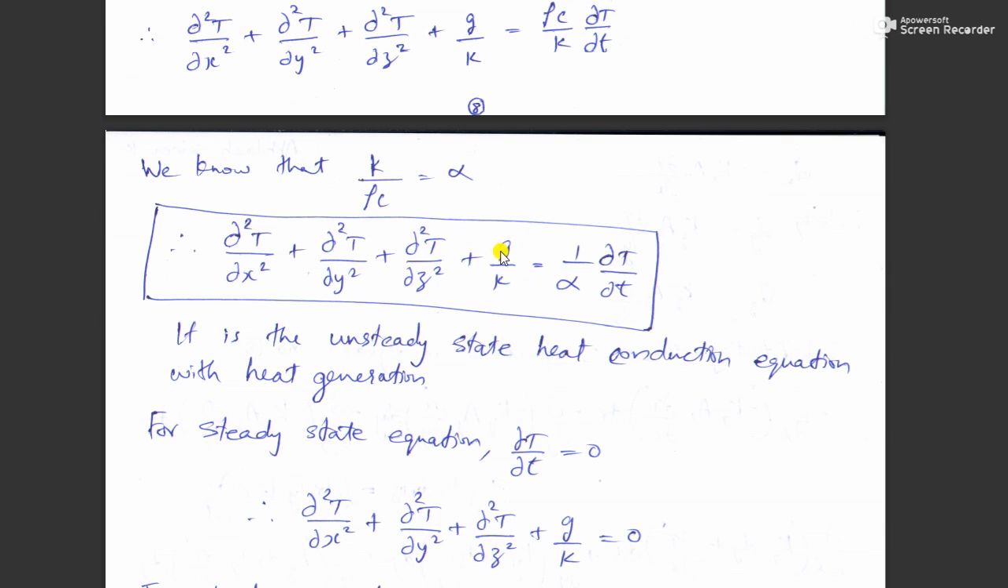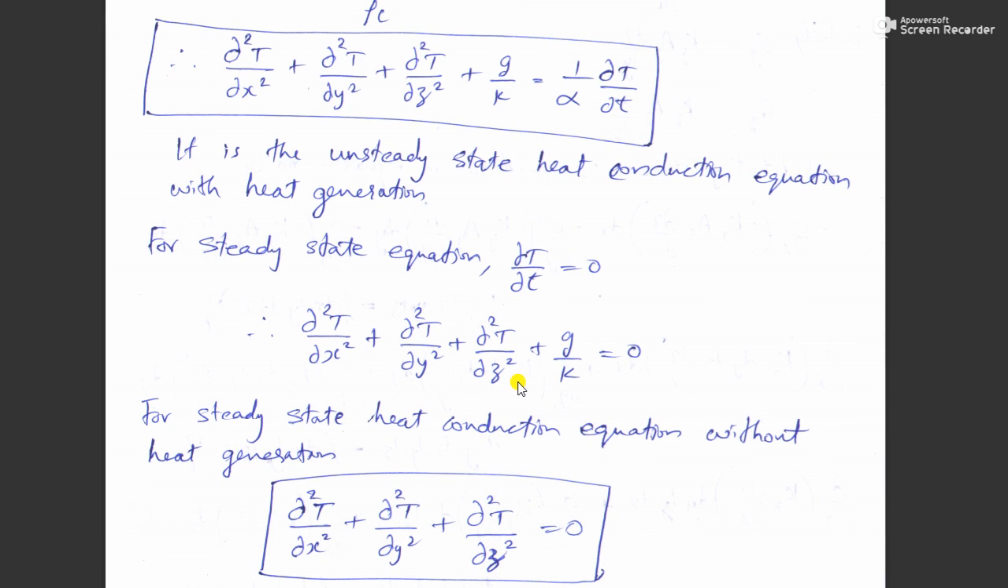Here the g term is there, so this equation consists of a heat generation component. This equation also contains dou T by dou t, so it is unsteady state. For the steady state equation, dou T by dou t is equal to 0. Then the equation becomes dou square T by dou x square plus dou square T by dou y square plus dou square T by dou z square plus g by k is equal to 0. Now this is the steady state heat conduction equation with heat generation.